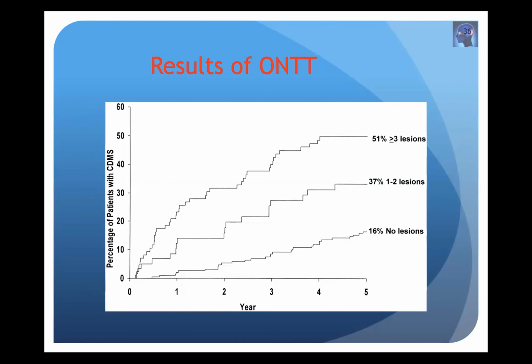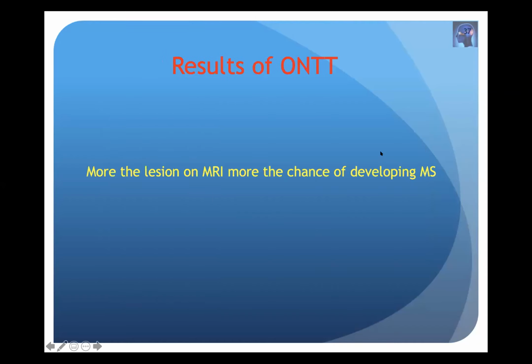This graph shows the relationship of number of hyperintense lesions in MRI and percentage of clinically definite MS at the interval of 5 years after ONTT. So if somebody has optic neuritis and on baseline MRI there is no hyperintense lesion, then chance of developing MS is only 16%. But if somebody has 1 to 2 lesions at baseline MRI, then chance of developing MS at 5 years is 37%. But if lesions are 3 or more, then chance of developing MS is 51%. So the more the lesions on MRI, the more the chance of developing MS. Okay.